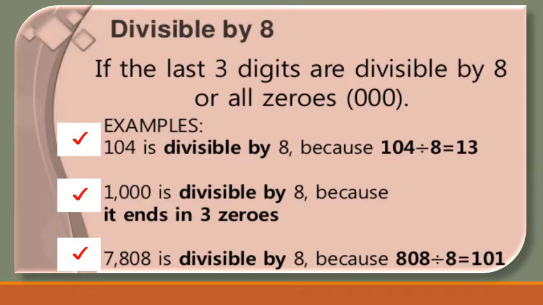Let's take the number 104 as an example. Check whether it is divisible by 8 or not. Look at the digits in the hundreds, tens and units place. It's 104 divided by 8, which is equal to 13. So 104 is divisible by 8.